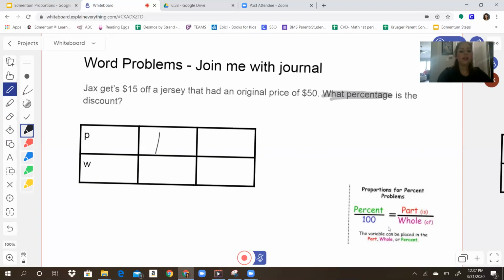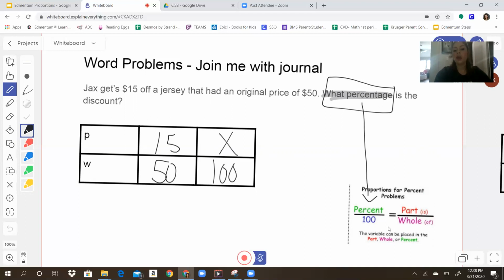So they have given us $15 was what was taken off of a $50 jersey. So again, when we're looking for what percent, we know percents are always written over 100, but in this case, we don't know what the percent is. So our variable goes in the percent portion of our percent proportion box because we are looking for percent. So that makes sense. I don't know about you, but I see a quick scale factor here straight across.